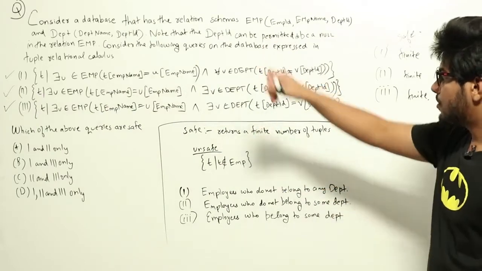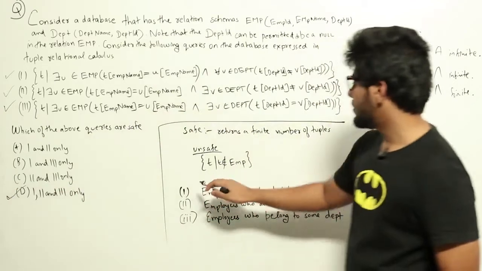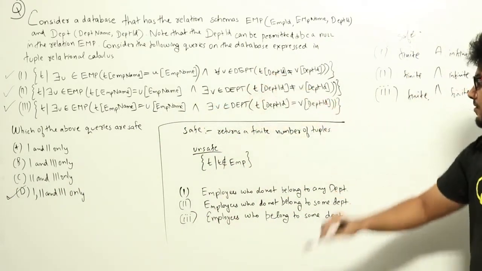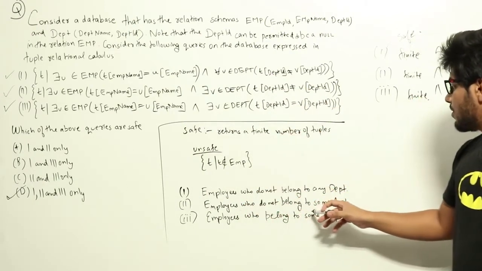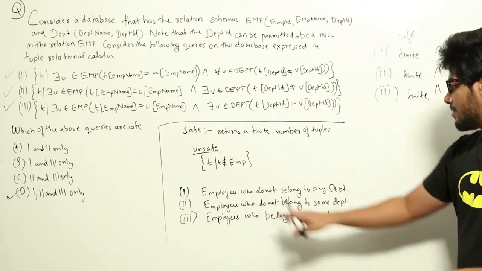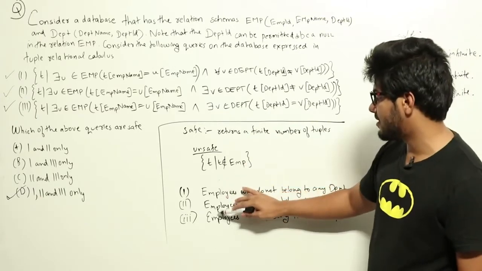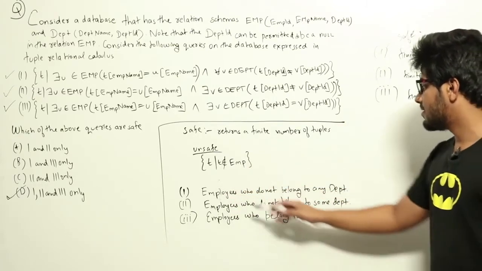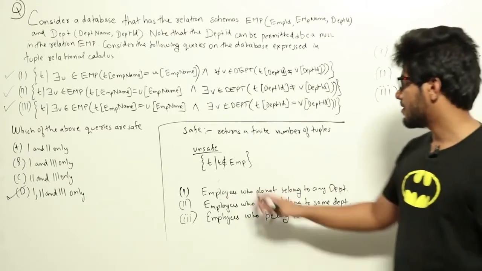Now from the options you can see that D is the correct answer. This is the meaning of all the three queries I have written here. The intuitive meaning of the first query is employees who do not belong to any department. The second one is employees who do not belong to some department. The third one is employees who belong to some department. In all of these queries, employee is the condition. It should be true for some employee belonging to it and this condition. Since employee is a finite set, all these three sets would also be finite. So these three are safe.